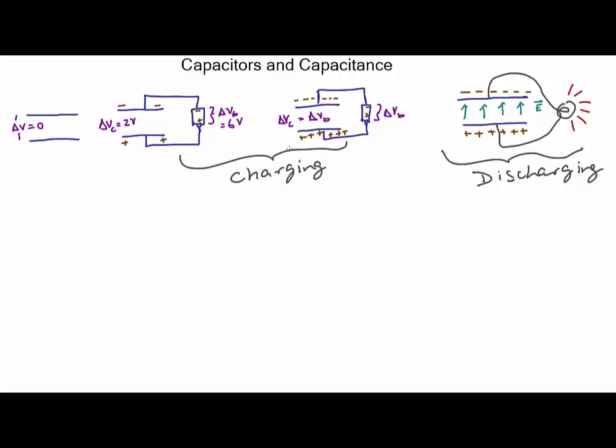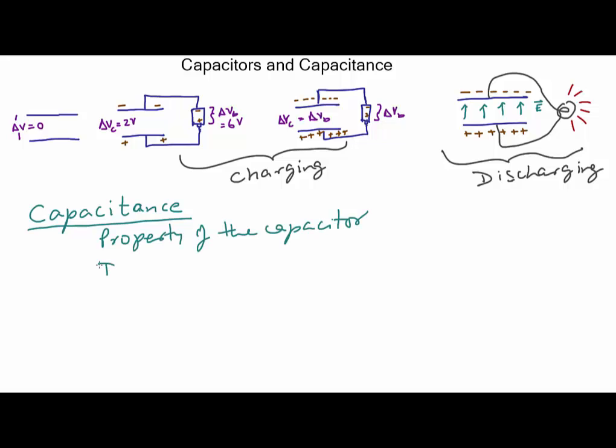And now I want to get a little bit more specific about how much charge needs to move in order to create a known potential difference. So for example, in this case, if I had a 6-volt battery, how much charge do I need to move between the plates in order for the potential difference between the capacitor plates to be 6 volts as well? That's where capacitance comes in. So capacitance is a property of the capacitor. It depends on 3 things.